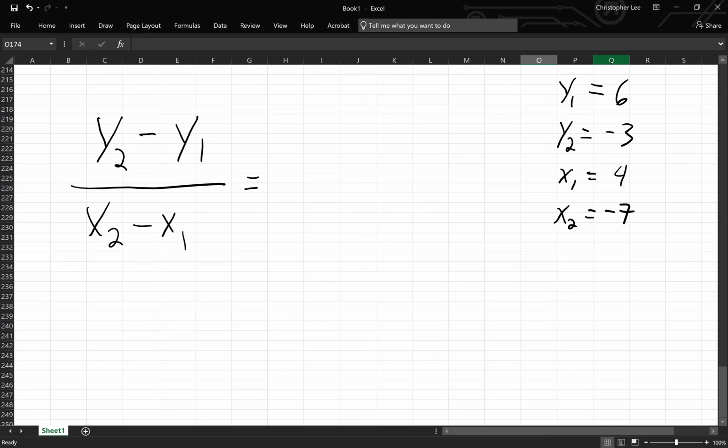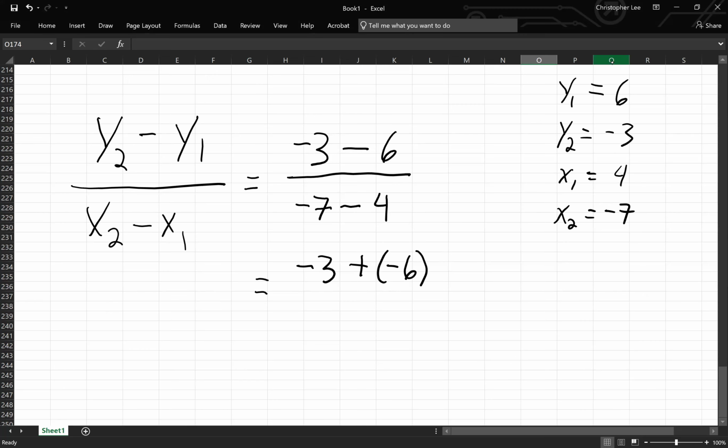Negative 3. Okay. Minus what? 6. Good. Over negative 7. Good. Minus 4. Perfect. All right. And then now, what's the opposite of a positive 6? No, no. What's the opposite of positive 6? The opposite of the positive 6 is negative 6, right? So this is going to be plus negative 6 right here.